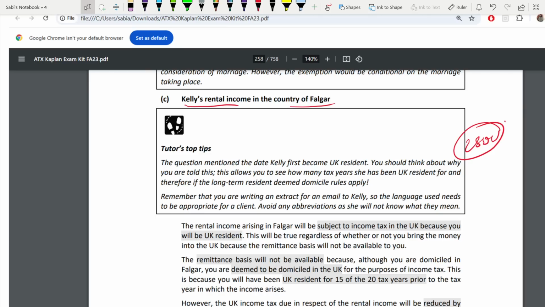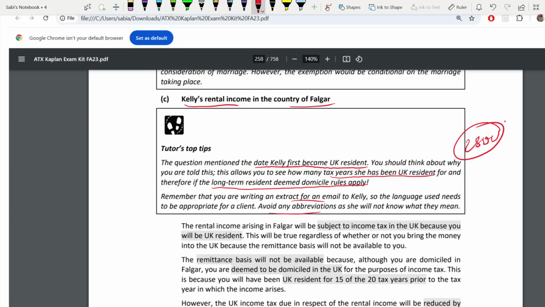The question told you the date when Kelly first became UK resident. See, there's a reason why they have told you, right? You have to see for how many tax years they have been UK resident. Because if they have been UK resident for a certain number of years, you have to see whether long-term resident deemed domicile rules apply or not. And this is an extract to email. Avoid any abbreviations.